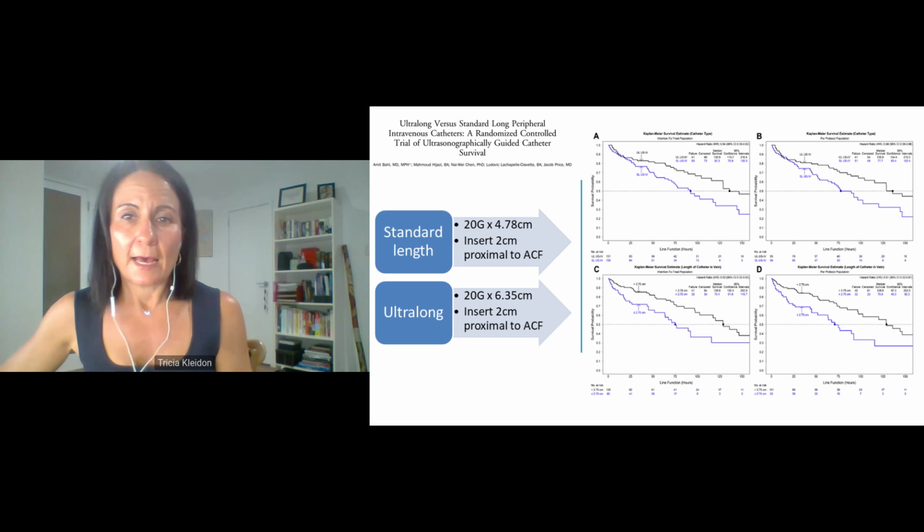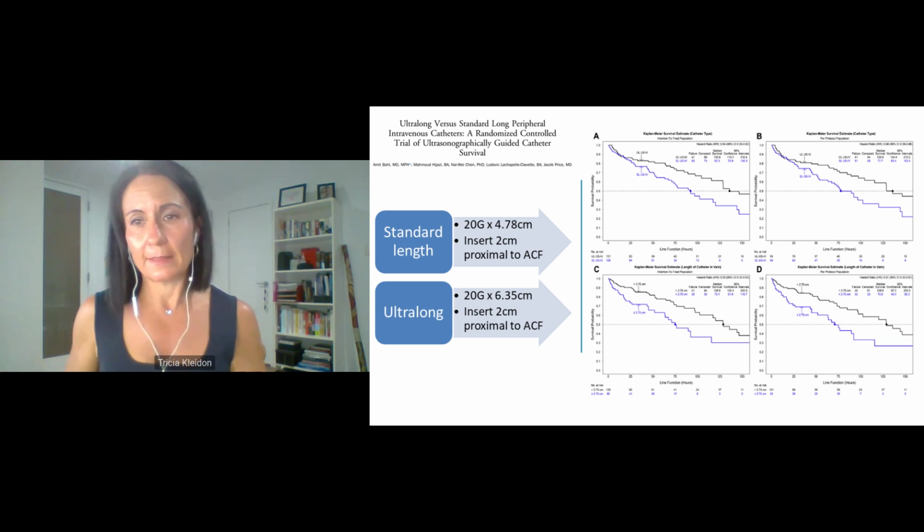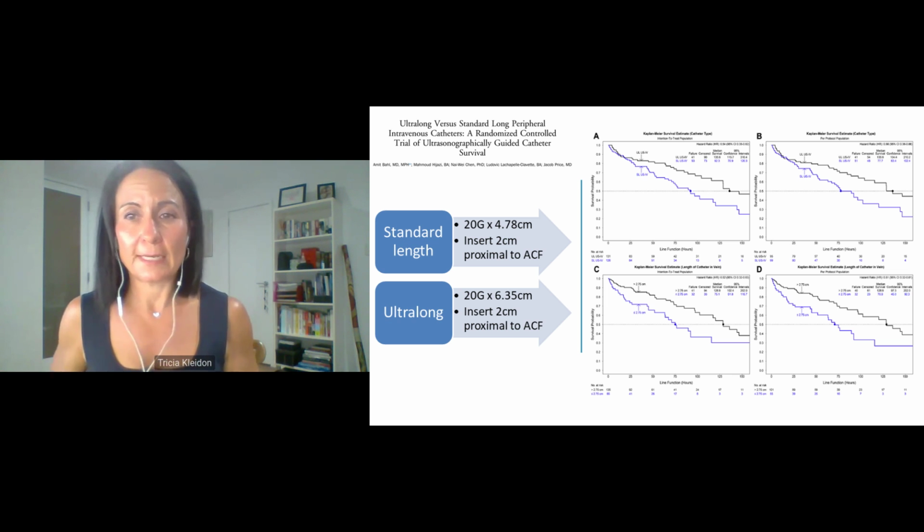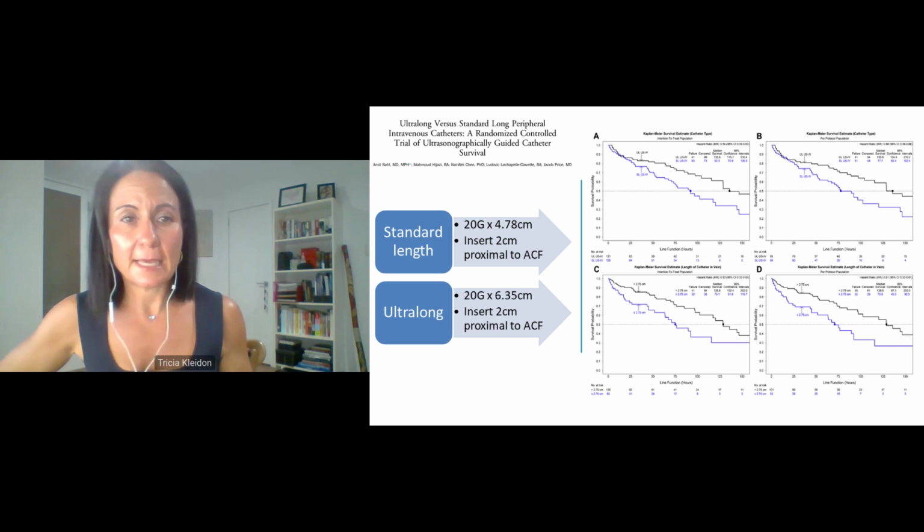So now if we look at these Kaplan-Meier graphs on the screen, still looking at the long versus standard length PIVCs, Kaplan-Meier graphs indicate the probability of an event at respective time intervals. In this study by Ball, they compared the standard length PIVC to an ultra-long PIVC. On these figures, the black line indicates the ultra-long PIVC and the blue line indicates standard length or short PIVC.